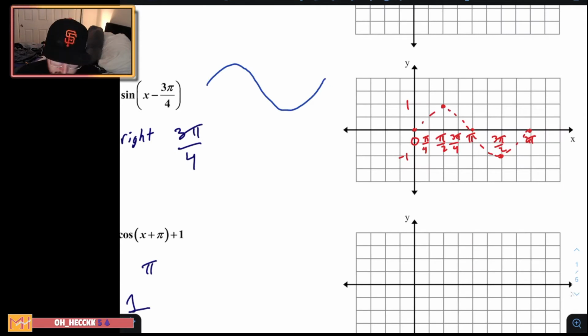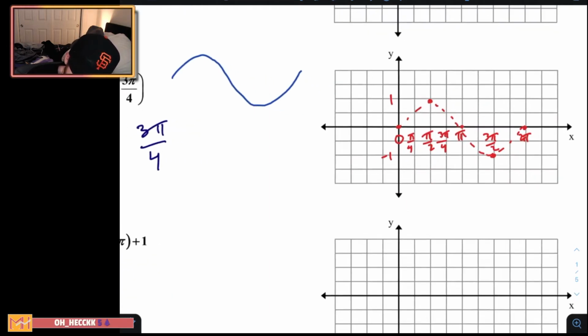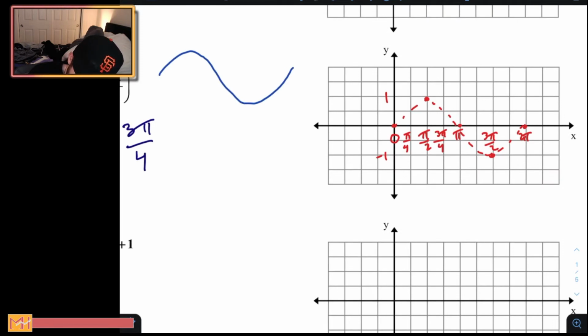Okay, I got something set up for us here. I am going to graph one by hand just to show you the process. I've already got some done out here. Here is the regular sine function. It starts at 0 and ends over here at 2 pi. What's going to happen? If we're moving right 3 pi over 4, that means each point is going to move over 1, 2, 3. So it started at 0 and it got shifted to 3 pi over 4.